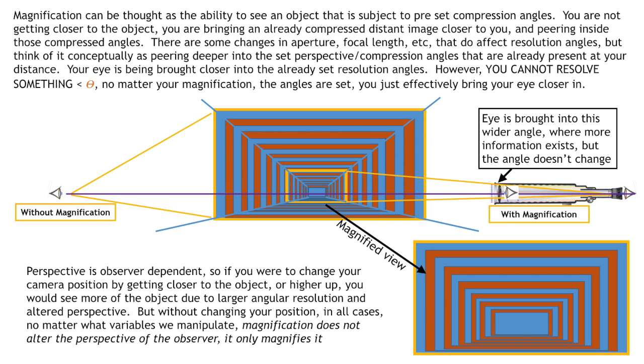If you were to change your camera position by getting closer to the object or higher up, you would see more of the object due to a larger angular resolution and alter perspective. But without changing your position, in all cases, no matter what variables we manipulate, magnification does not alter the perspective of the observer. It only magnifies it. If you have lost an angle or have lost an object due to theta, you will not bring it back.